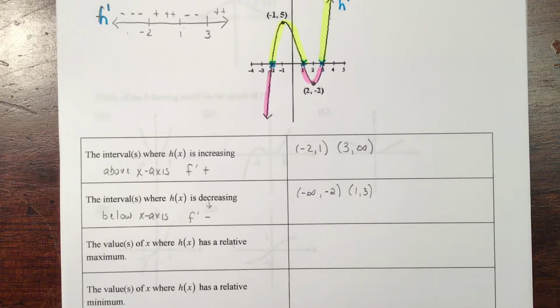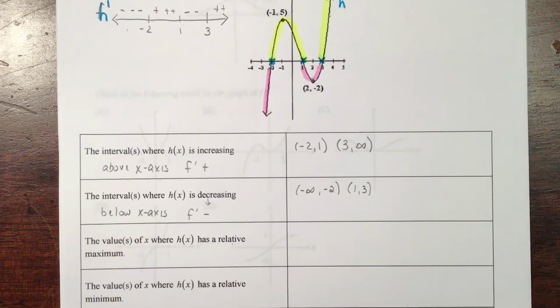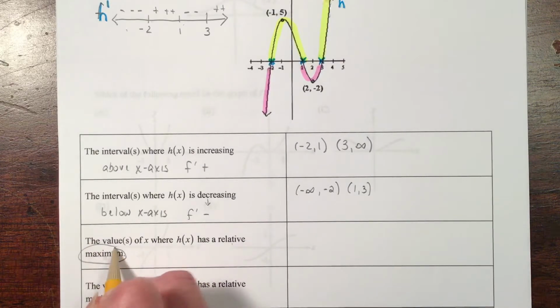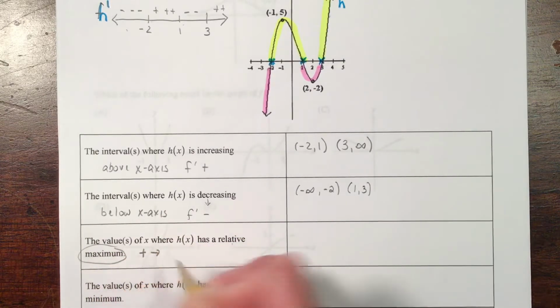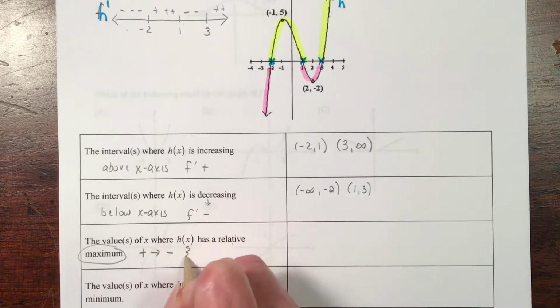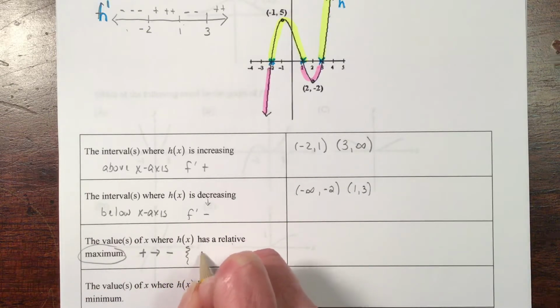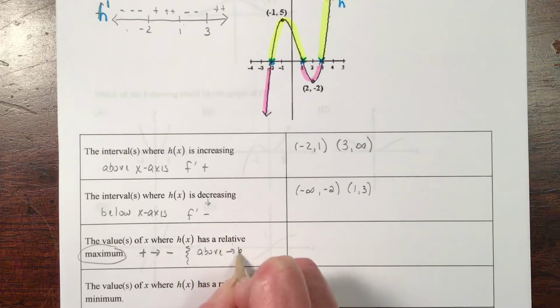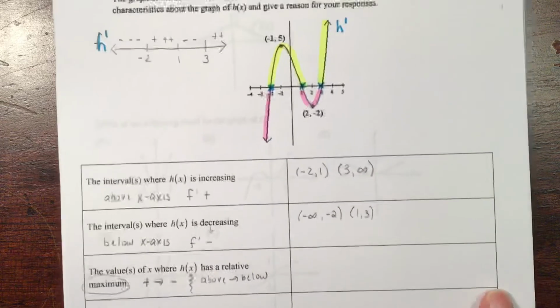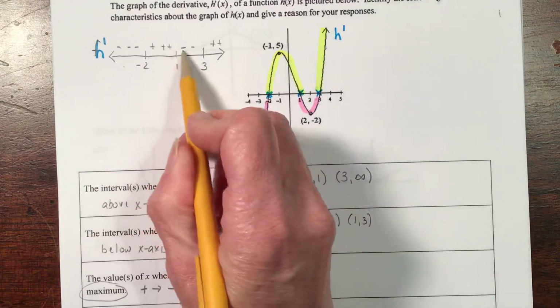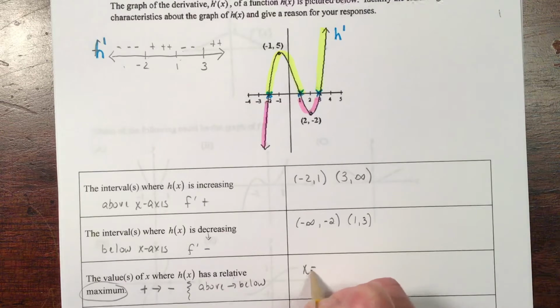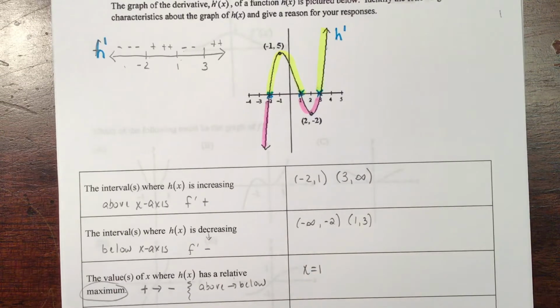Values where h of x has a relative maximum value. Values of h of x where h of x has a relative minimum value. Now remember, for a max, we're looking on our number line from plus to minus, or we can look where the graph goes from above to below. So if we use our number line, that value is going to be when x equals 1. Now remember, I cannot get a y value for the function. I could not get the point because I don't have an algebraic function to plug into.